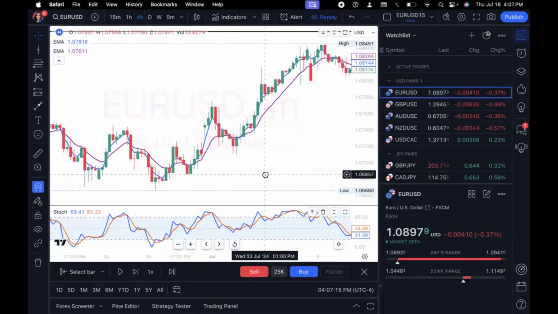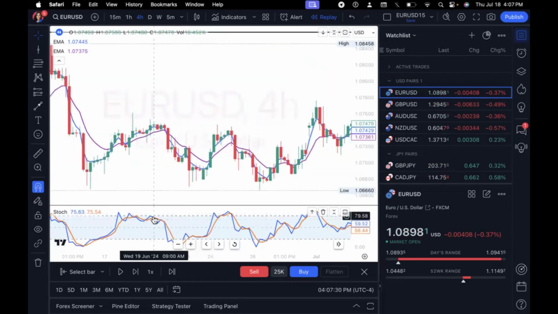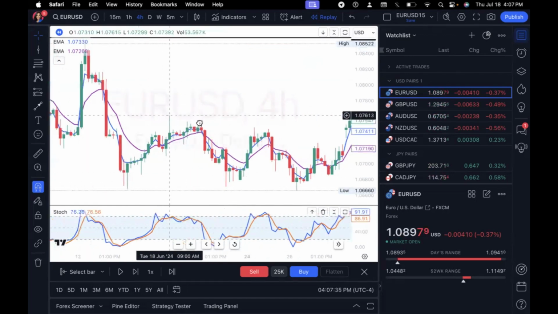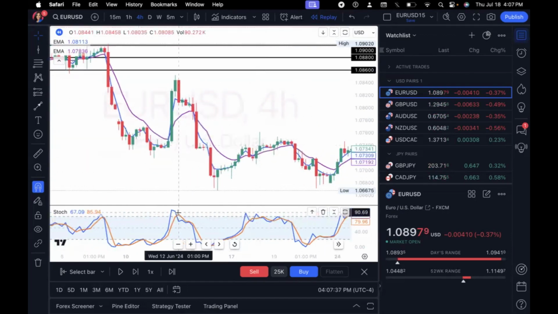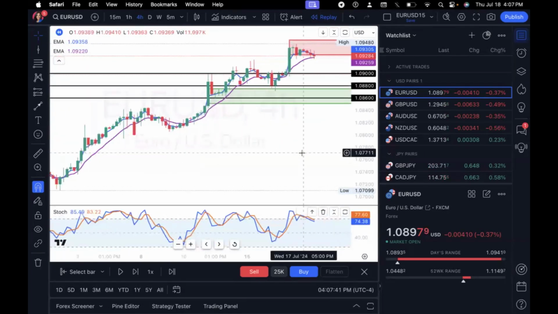So we can see an example of our stochastic here facing down, the orange line above the blue, and both lines crossing below 80. We get nice selling action. Here's another example of the stochastic facing down, the orange line above the blue, and then the market pushing down. Here's yet another example. The stochastic for me is a really strong indicator to let me know whether price is overbought or oversold, and if I should be looking more for buys or sells.